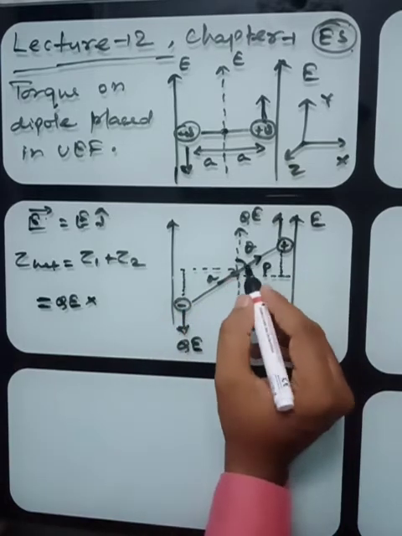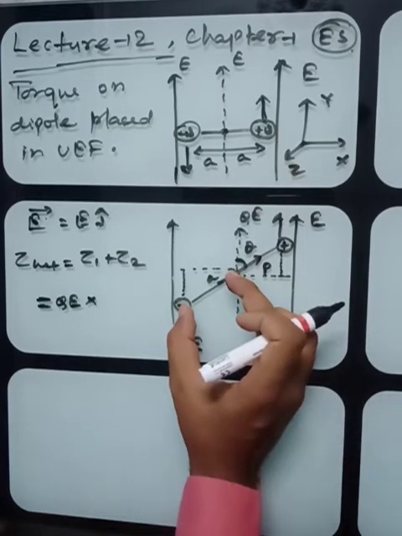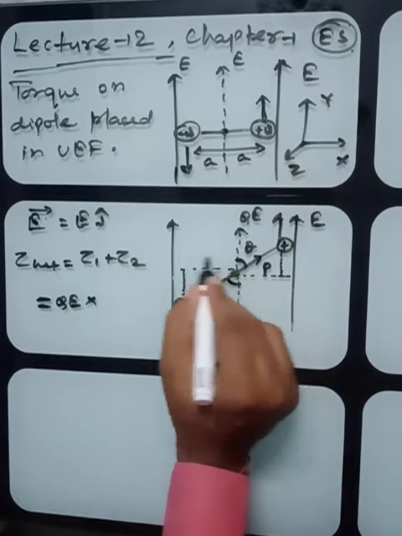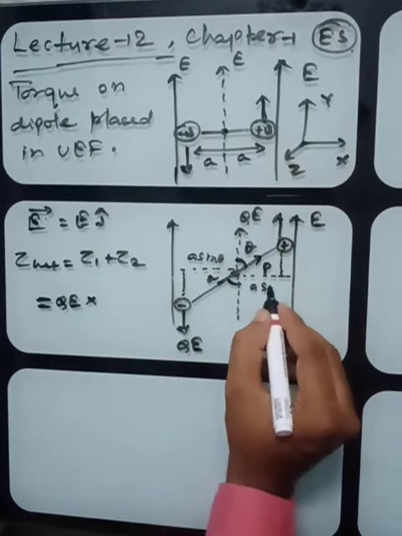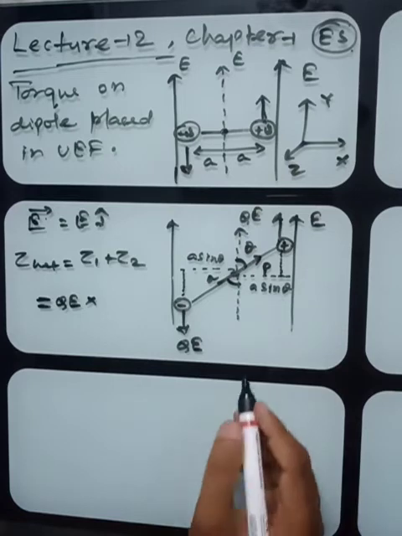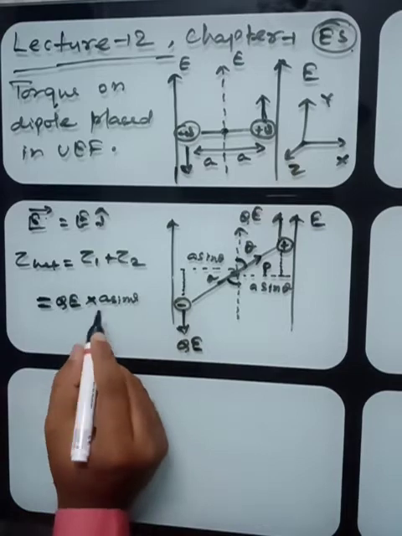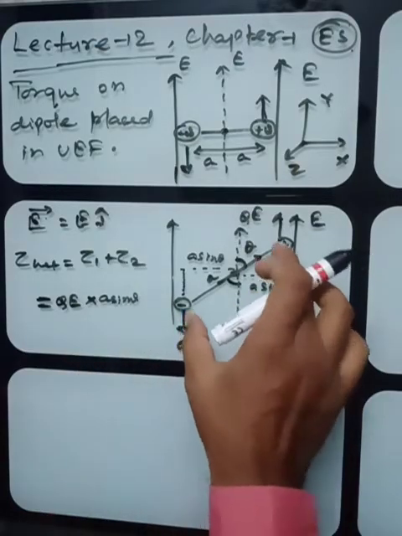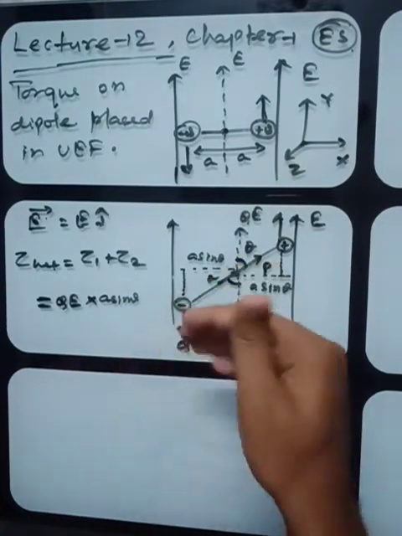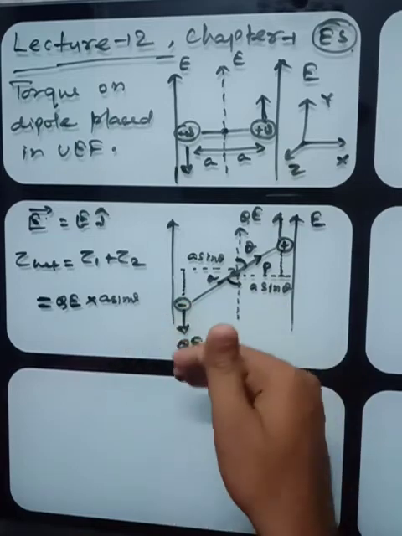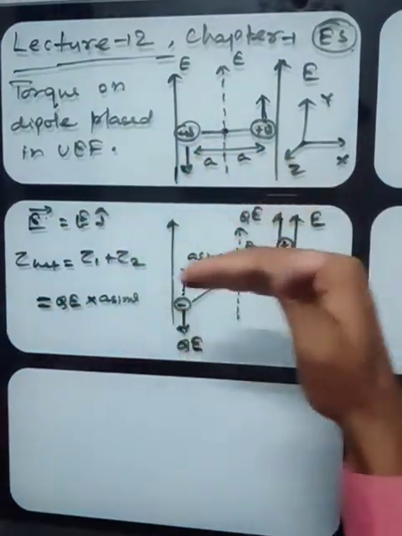So if this is theta, then this will be theta, and you have to break the component. This a will have the component a sine theta. Over here also this will be a sine theta. Okay, so a sine theta will be the perpendicular length. So a sine theta, and the dipole is rotating in this way. Try to recall how to find the direction of torque, as I taught you in the chapter on rotation. To find the direction of torque you must remember the rotation of a cap. Okay, so this will rotate in this way.